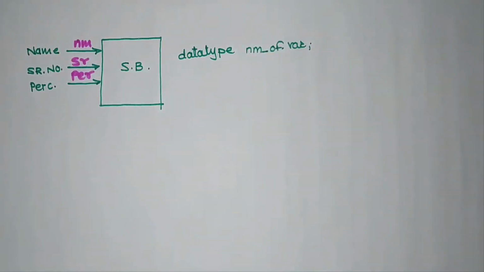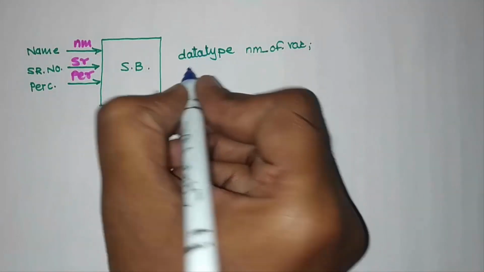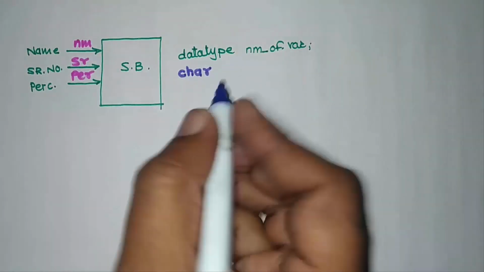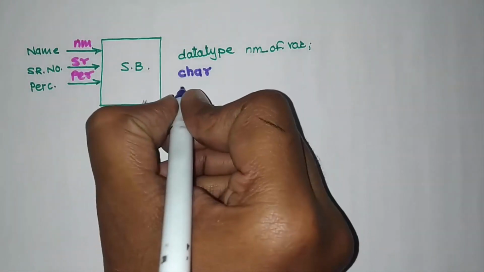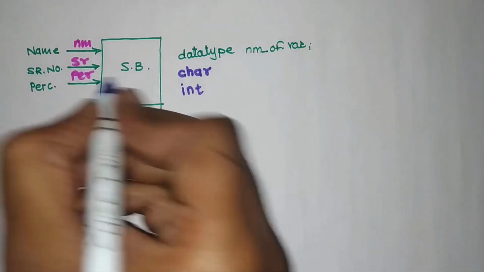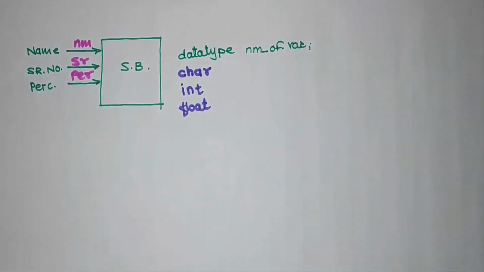So here we are going to write the things in this way. To store a name, as it is associated with a character domain, we are using the keyword character. To store a serial number, which is an integer value, we are using the data type integer. A percentage, which is a floating point value, we are using the data type float, and corresponding to it we are defining the required variable.